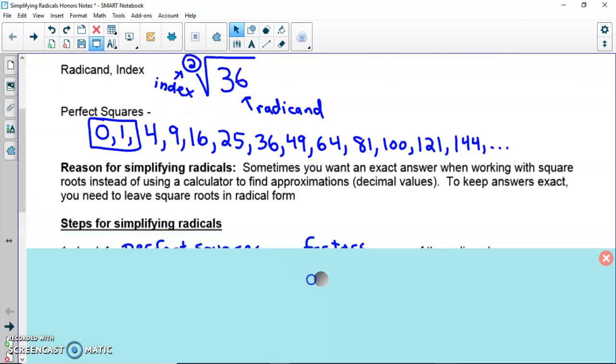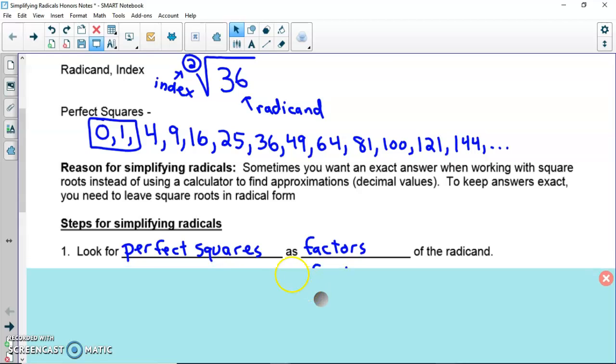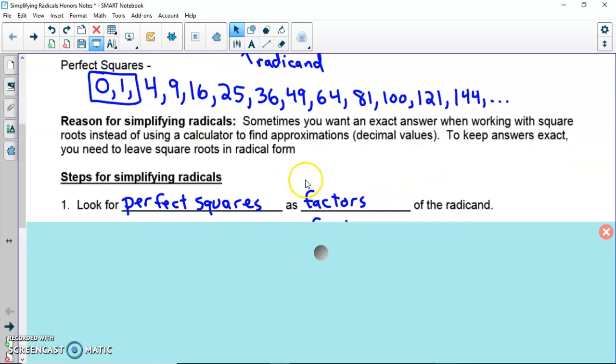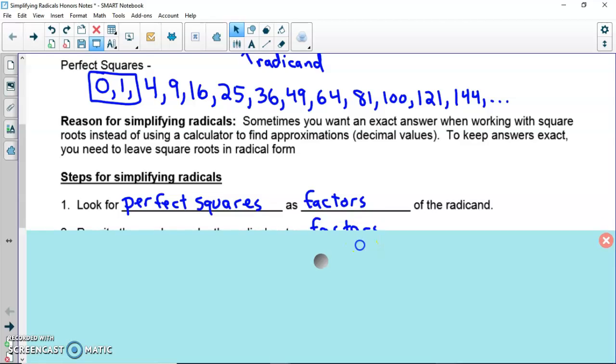So here are your steps for simplifying radicals. You look for perfect squares as factors of the radicand. So that number underneath the radical, you try to see which of these numbers divides evenly into that radicand. Preferably, you always want to look for the largest perfect square, so I always start on the right side of my list, and I'm really just saying, does 144 divide into the radicand? Does 121 divide into the radicand? I go all the way down to 4. Once you find one, you can stop.